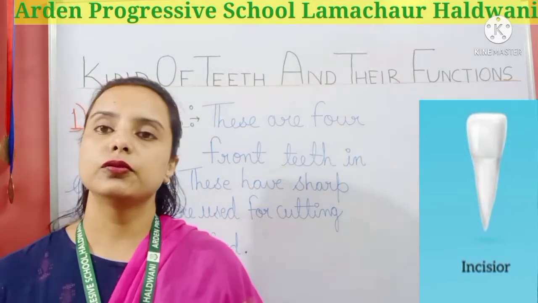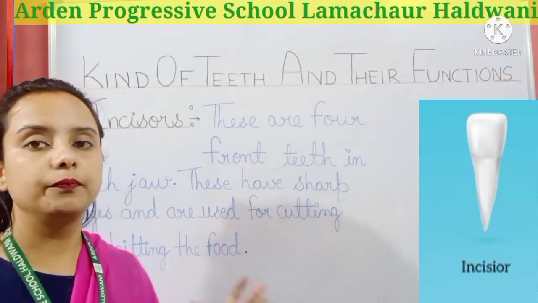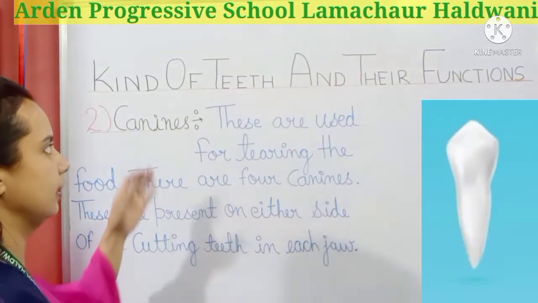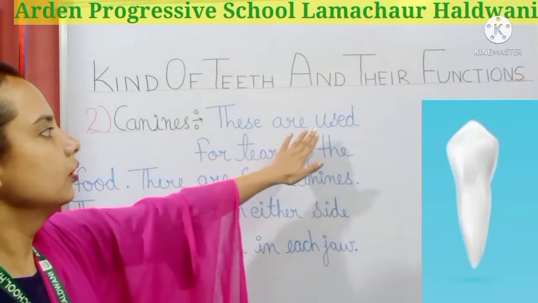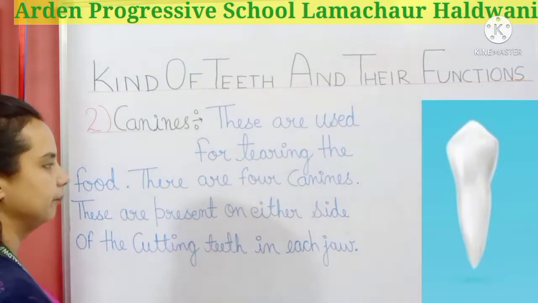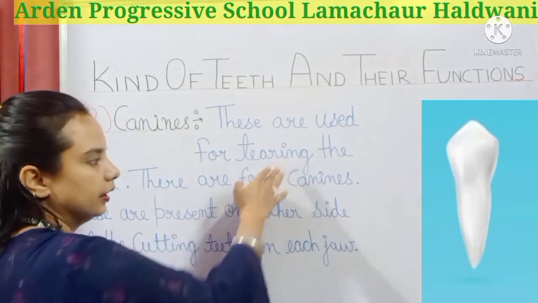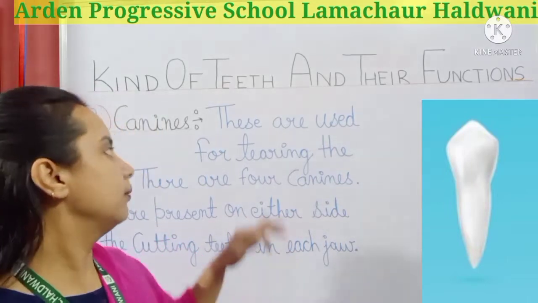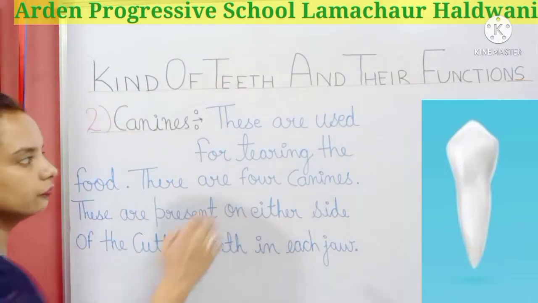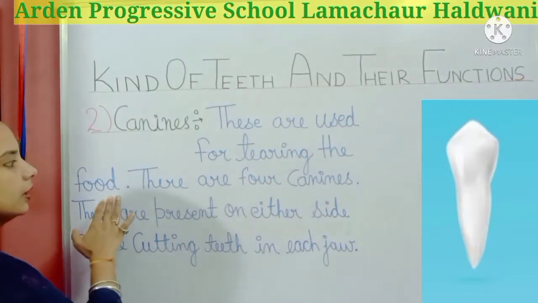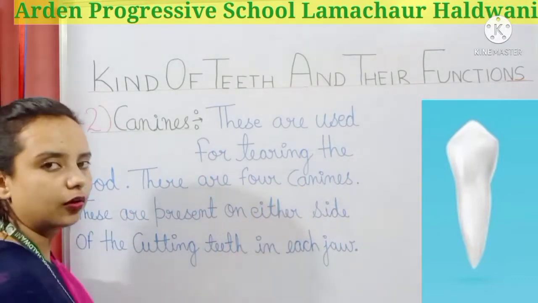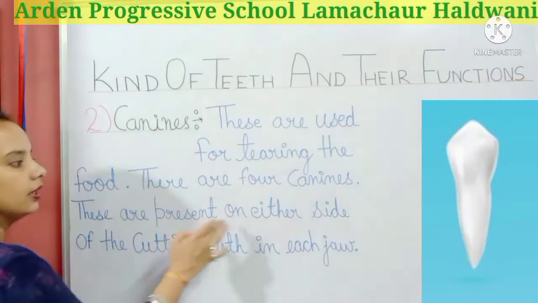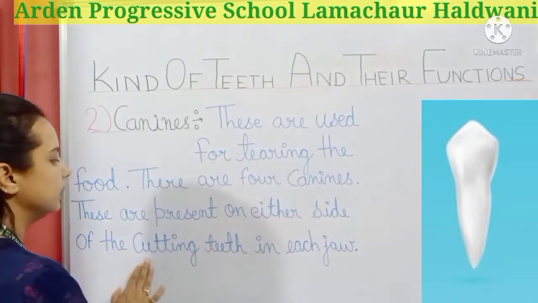Now let's move to the second type of teeth, the canines. These are used for tearing. Incisors are used for cutting, but canines are used for tearing the food. There are 4 canines, and these are present on either side of the cutting teeth.